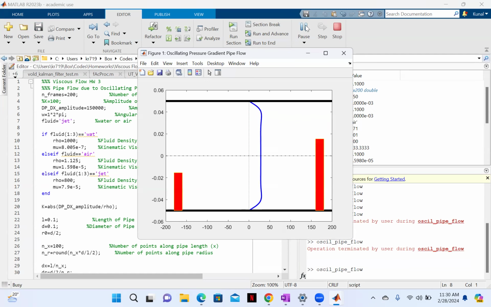So we saw that for water, the peaks were only close to the wall, very close to the wall, but now the peaks are traveling further inside the diameter of the pipe. This is because of the higher kinematic viscosity of jet fuel.